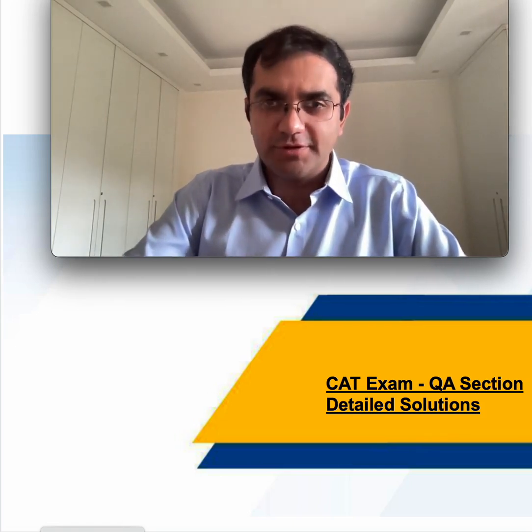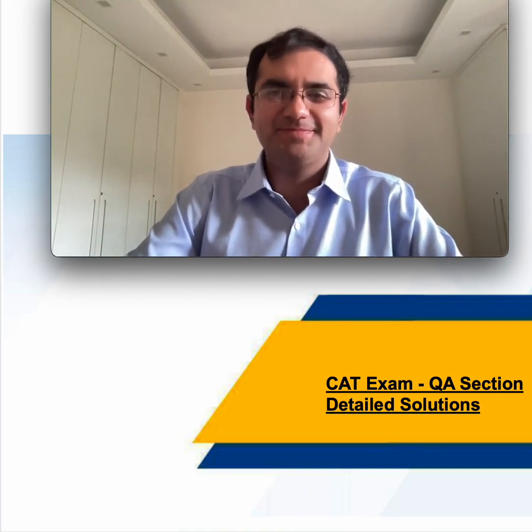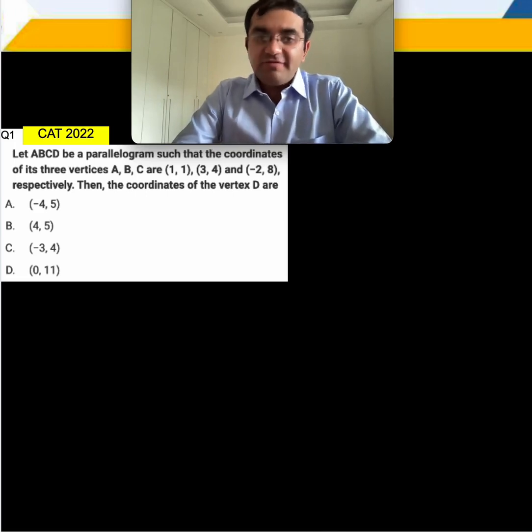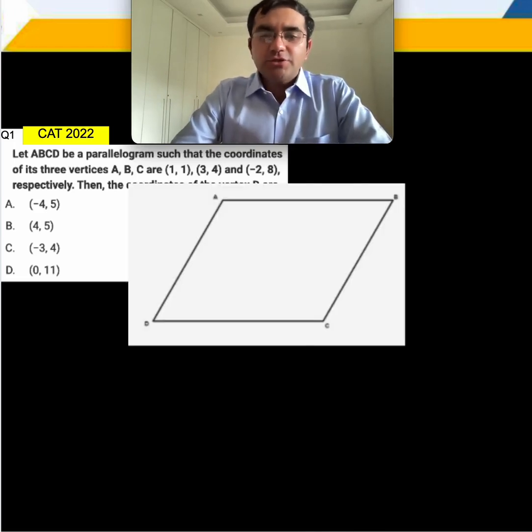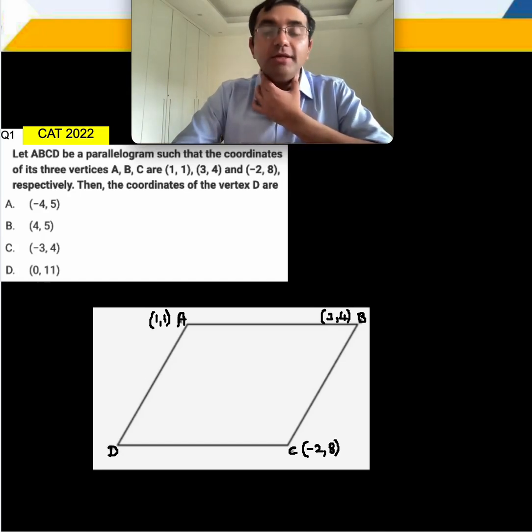Without further ado, let us begin with the solutions with question number 1. Coordinate geometry question, which also involves geometry. You have a parallelogram with 3 vertices given, find the 4th vertex. So parallelogram, 3 vertices A, B, C are given. We will find the 4th vertex D. We know that the diagonals of a parallelogram bisect.